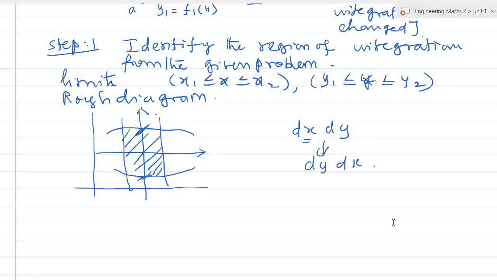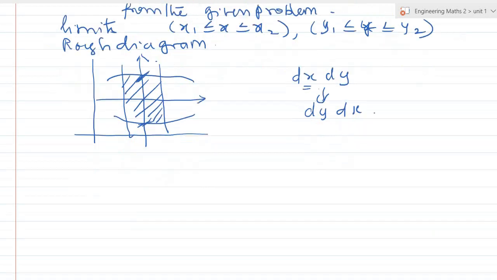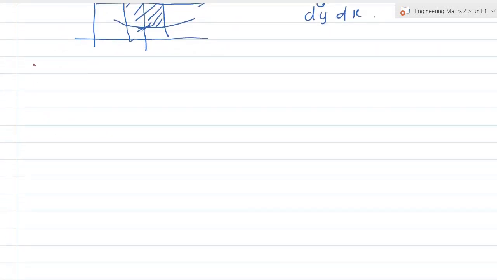Now we will see one example of how we change the order of integration. First we can start with a very simple problem. First problem, can we change the color of the pen for the question? Problem 1. Change the order of integration.